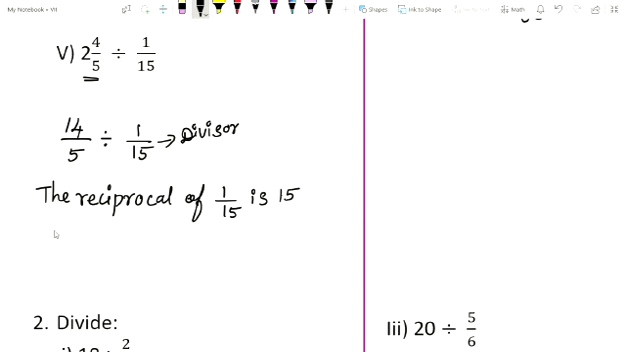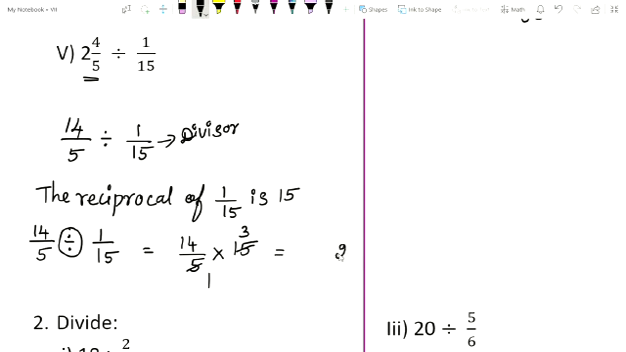Okay, children. So now we are going to divide. 14 by 5 divide 1 by 15 equal to 14 by 5. We are going to change this symbol into multiplication, and once you change it, you have to write the reciprocal. So 15. 5 ones are 5, 5 threes are 15. Now you multiply these numbers, 3 fours are 12, 2 remaining 1, 3 ones are 3, 3 plus 1, 4. So what is the answer, children? 42 is the answer.